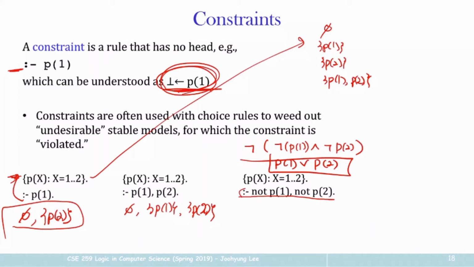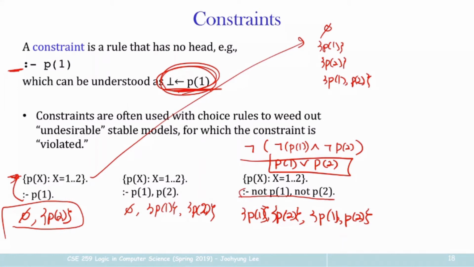Meaning that the empty set does not satisfy this constraint. So the answer set or stable model becomes {P(1)}, {P(2)}, {P(1), P(2)}. You can read it: only the empty set does not satisfy this constraint, because the empty set does not have P1 and does not have P2, so it violates the constraint. All the other sets do not violate the constraint.